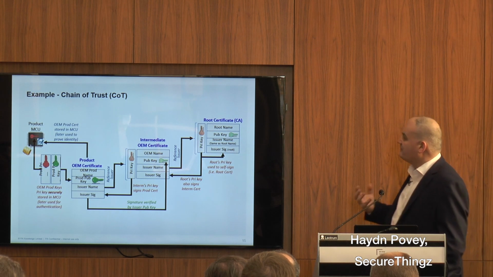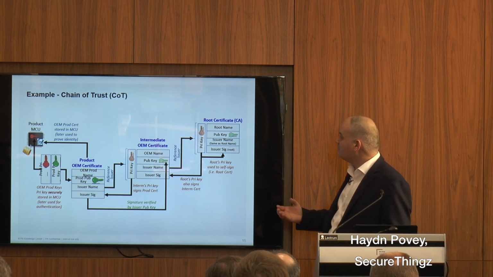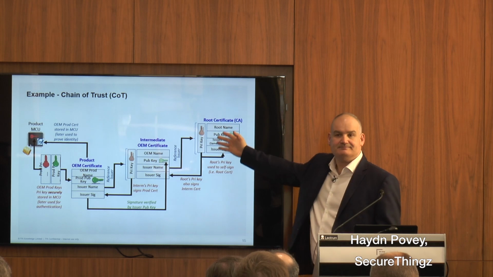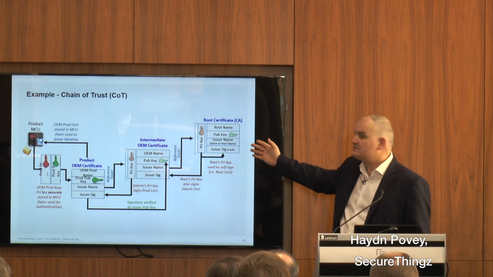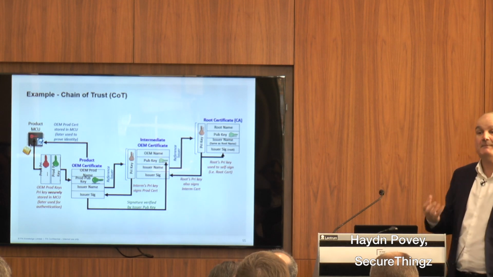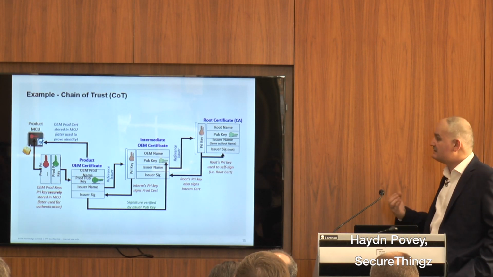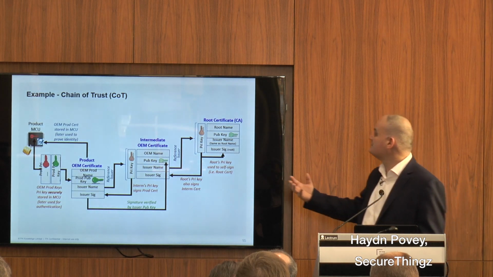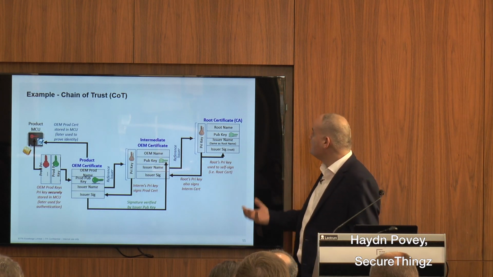The next question for most OEMs when I've talked to them is, well, who is this? Who is the root CA? How can I manage that? Is that me as a major OEM? Is that a third party? Is it Thales? Is it DigiCert? Is it GlobalSign? Is it somebody else?